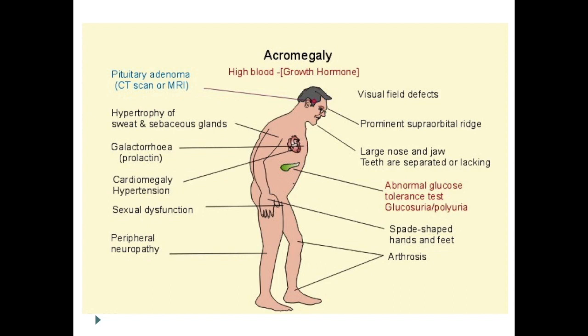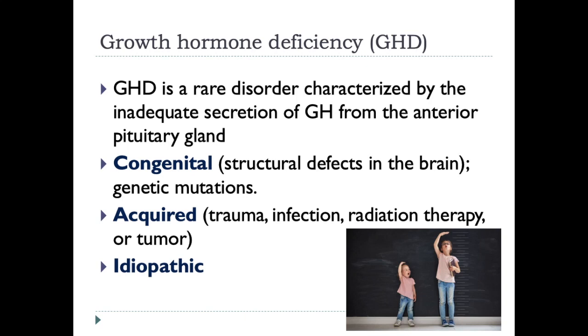If we are going to discuss the antagonistic situation with a decreased amount of growth hormone, or growth hormone deficiency, this is a rare disorder which is characterized by decreased secretion of growth hormone from the anterior pituitary. According to etiological factors, deficiency of growth hormone could be characterized by the presence of genetic mutations. Then it could be associated with different acquired etiology, or sometimes it could even be idiopathic.